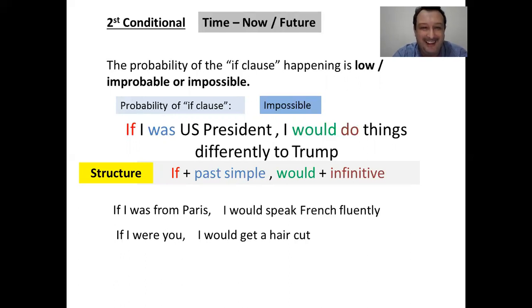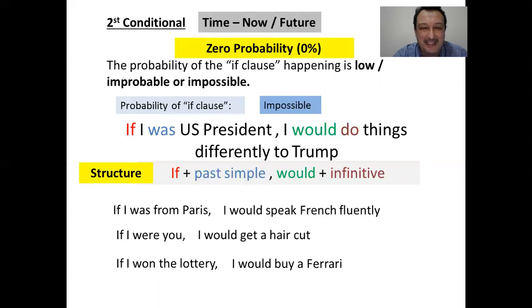Look at your hair. The last one, if I won the lottery, it's impossible for me to win the lottery. Maybe the possibility is very low. However, I don't buy a ticket, so it's impossible for me to win the lottery. So if I won the lottery, I would buy a Ferrari. So in this case, we're using the second conditional to talk about something with zero probability, something which is impossible.